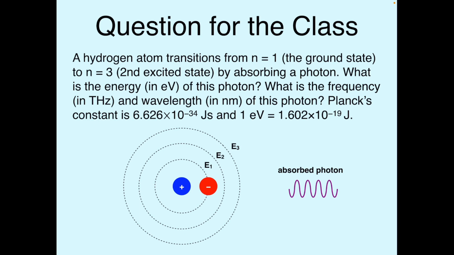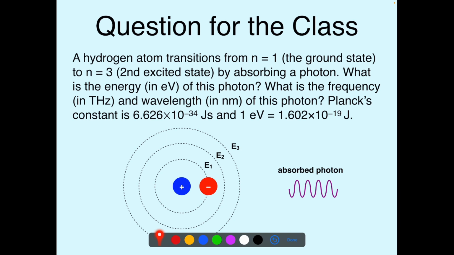So let's do an example here. We have a hydrogen atom that transitions from the n equals 1 state to the n equals 3 state by absorbing a photon. So just a little terminology here. We often call the n equals 1 state the ground state because it's the lowest energy level that the electron can have. And we call states that are higher than that in energy excited states. So n equals 3 would be the second excited state. So that's the second state above the ground state.